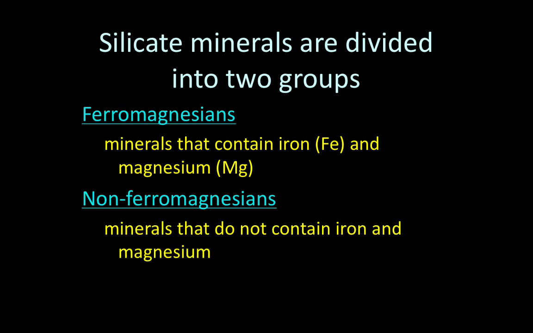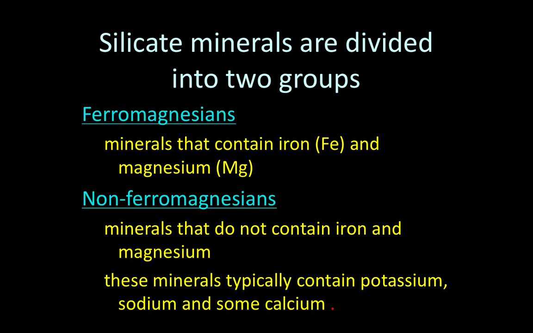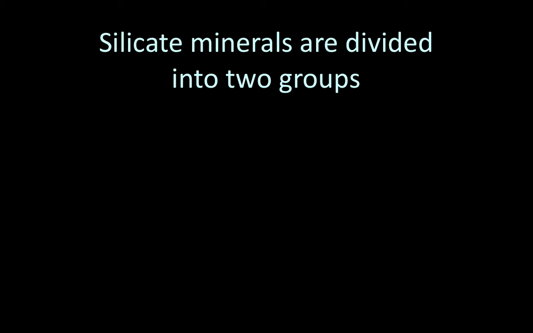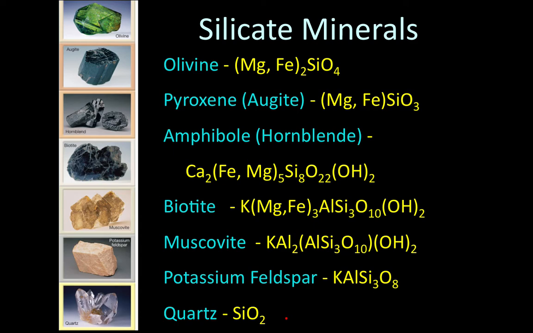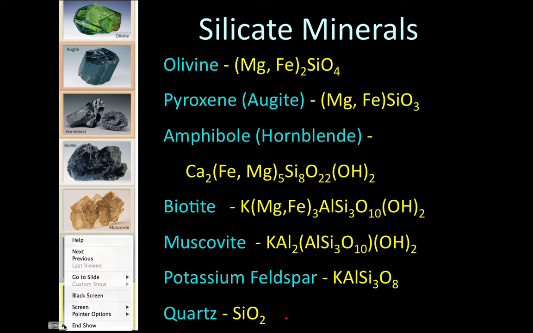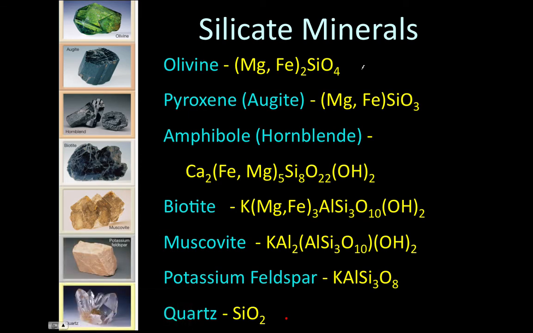Non-ferromagnesians do not contain iron and magnesium. They typically contain some other element, such as potassium, sodium, and perhaps some calcium. So if I go back to this previous list, let's see if we can figure out which ones in the list are ferromagnesians and which are not.